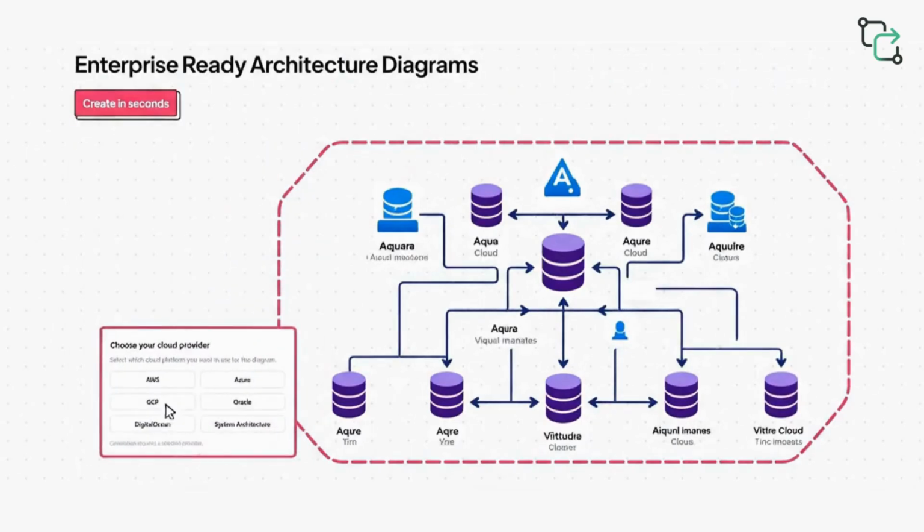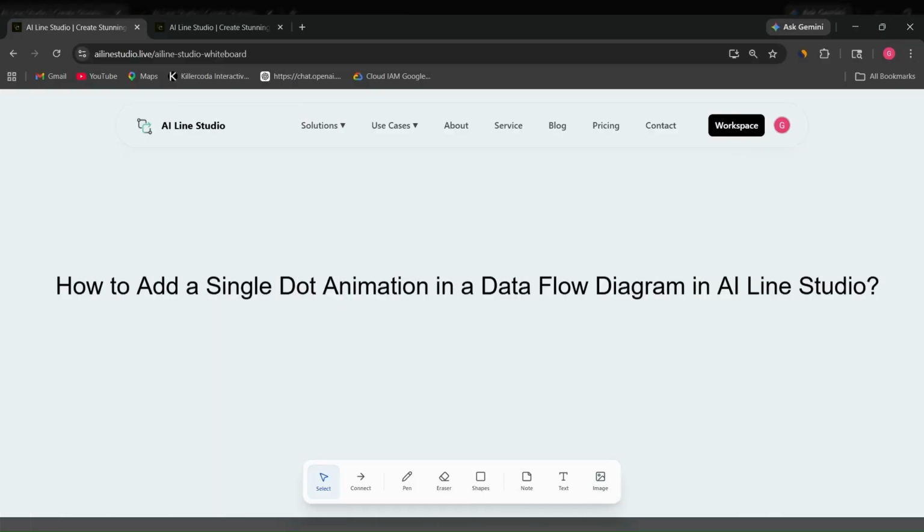Clear, structured, production ready. Hello everyone, welcome to AI Line Studio tutorial 115, and today's topic is how to add a single dot animation in data flow diagram in AI Line Studio.